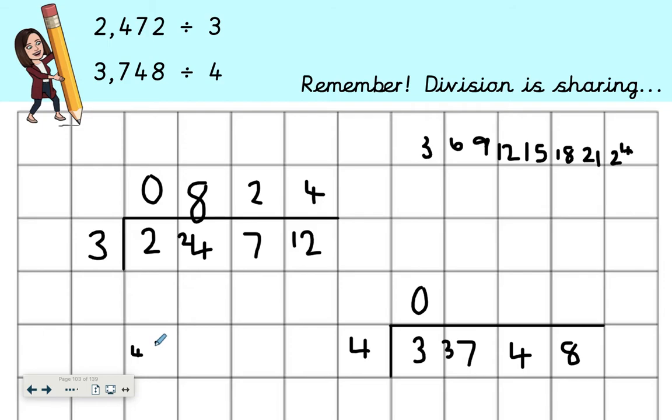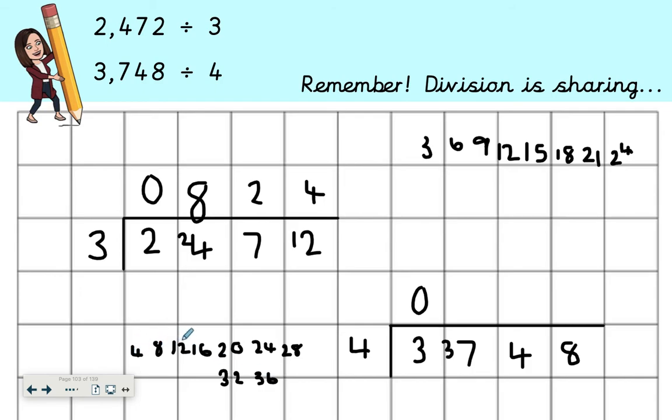So 4, 8, 12, 16, 20. I'm going to stop at 20 for now. Oh, I need to go a bit further, sorry. So we go on to 24, and we go to 28, and we go to 32, 36. I'm going to stop there because I need 37. So I'm going to stop at 36.